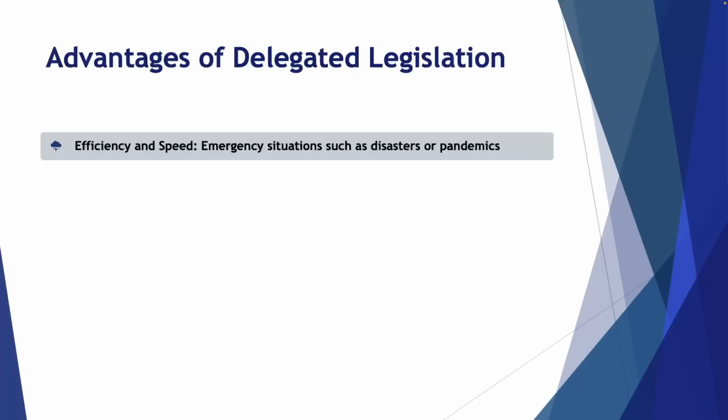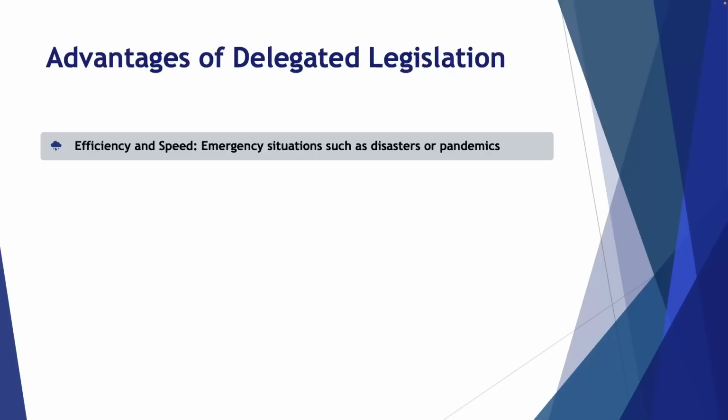We know already that the use of delegated legislation can be particularly important for its efficiency and speed. So delegated legislation allows for the swift implementation of legal provisions. Parliament does not have to spend time debating the very fine details of every single law, which allows the government then to act very quickly in areas that require detailed rules or immediate action.